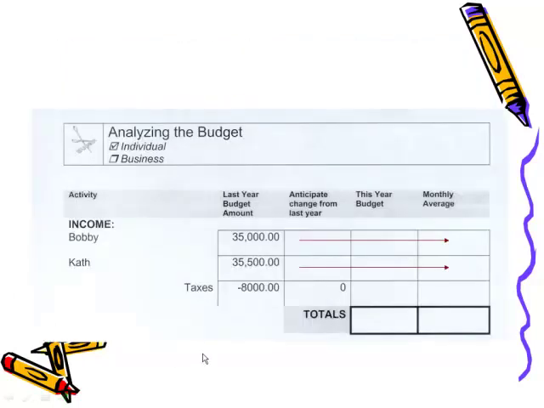So if you take a budget here and look at an overall budget, what you do by collecting information from the year before is look at your last year budget amounts. You look at your yearly amounts. Here, look at Bobby and Kath. Bobby had 35,000 and Kath had 35,500. And their taxes were estimated, and they paid $8,000 in taxes. That gives them an idea what was last year.